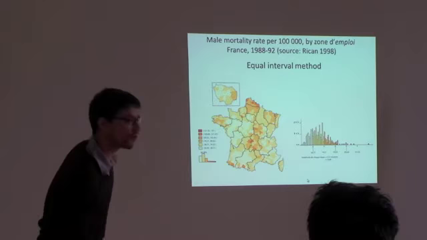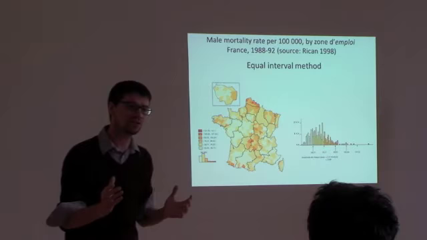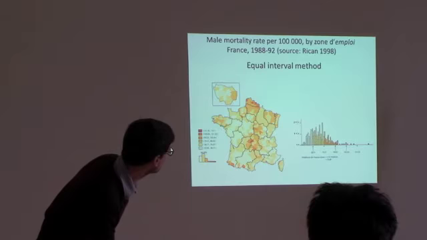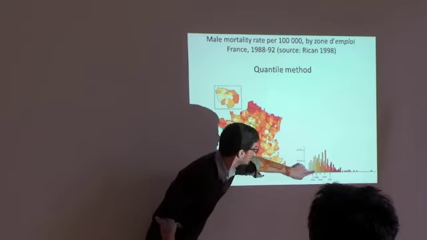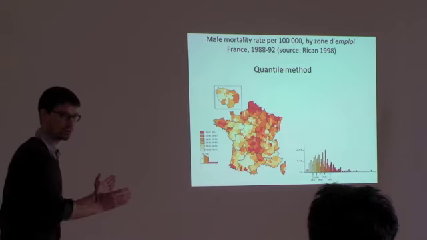Now, using exactly the same data, exactly in the same period, but a different method of discretization, namely the quantile method. So now the interval is not the same in the distribution, but the number of districts is the same in each interval. It's the same indicator, you get this map, which looks fairly different.